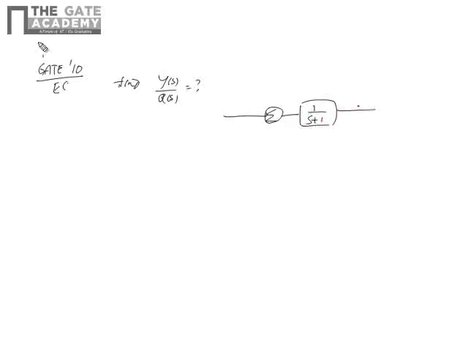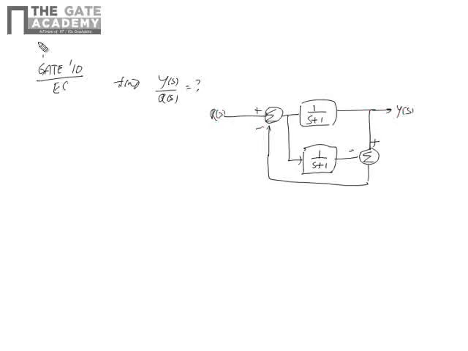1 by s plus 1, 1 by s plus 1, yes, this is Ys, this is Rs. So how to find out the transfer function Ys by Rs? The choices given are a is 0, b is 1 by s plus 1, c is 2 by s plus 1, and d is 2 by s plus 3. So how to solve this problem?